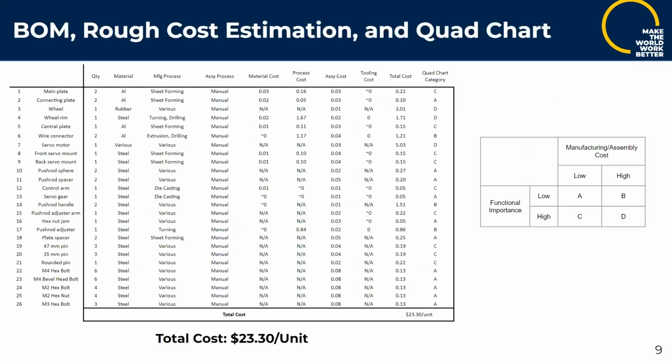Going on to the next slide, we have our bill of materials and a rough cost estimation for all of the parts required to build the system. And on the right, you can see a quad chart mapping the functional importance relative to the manufacturing and assembly cost of each part, and all of the parts were categorized according to this quad chart. Then the total cost per unit we estimated at $23.30 each.